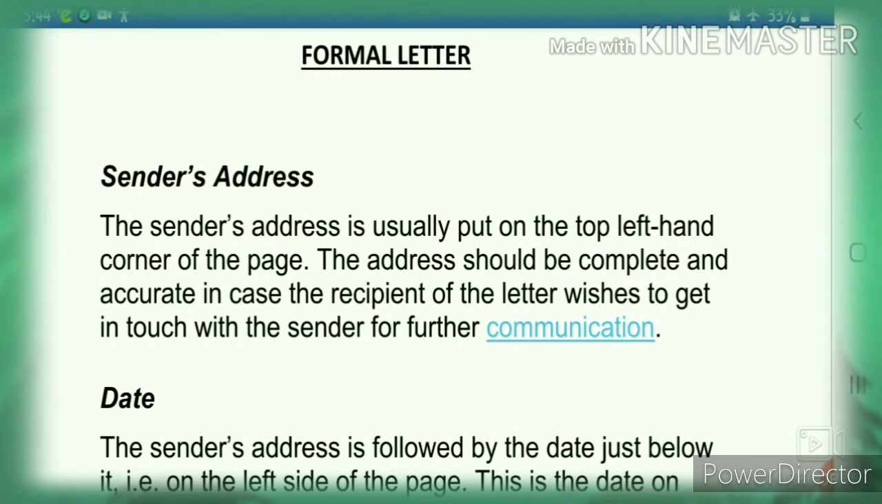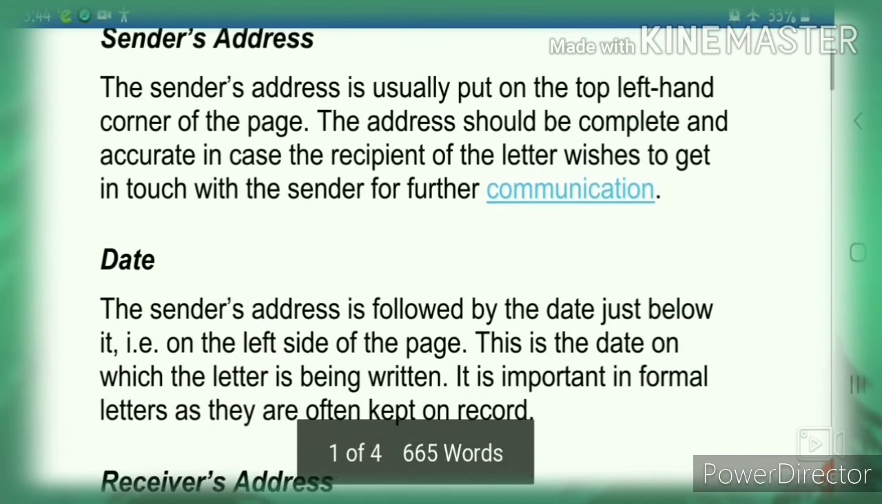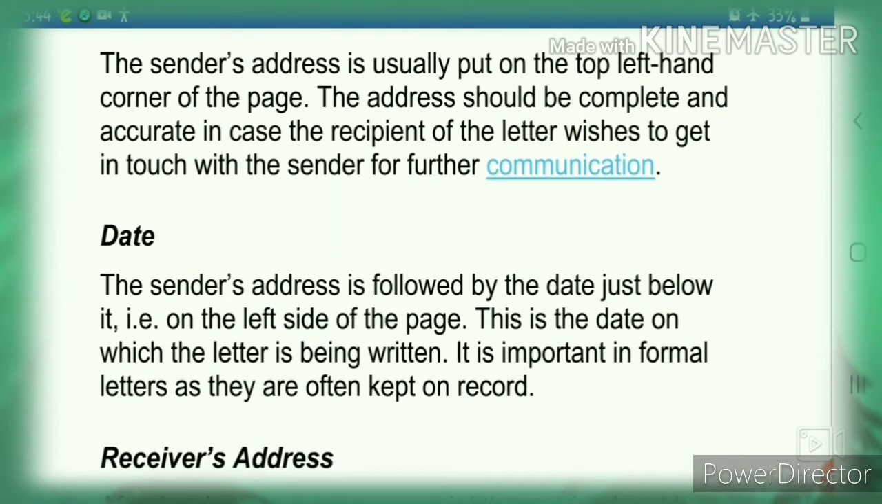After writing sender's address, we write the date. The sender's address is followed by the date just below it, that is, on the left side of the page. This is the date on which the letter is being written. It is important in formal letter as they are often kept on record.